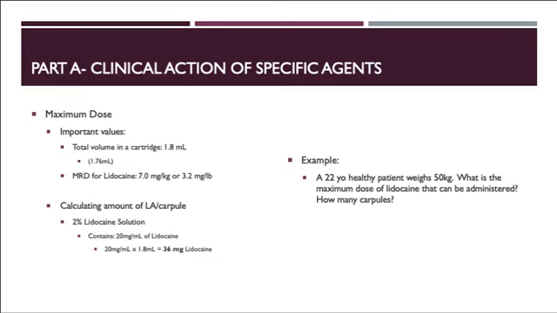Now, the second question is pretty simple. We answered what is the maximum dose of lidocaine that can be administered for this patient, and the maximum dose that we're talking about here is the relative maximum dose. And how many carpules? For that one we take the relative maximum dose and divide it by 36 in this case for lidocaine, and so we get 9 3/4 carpule.